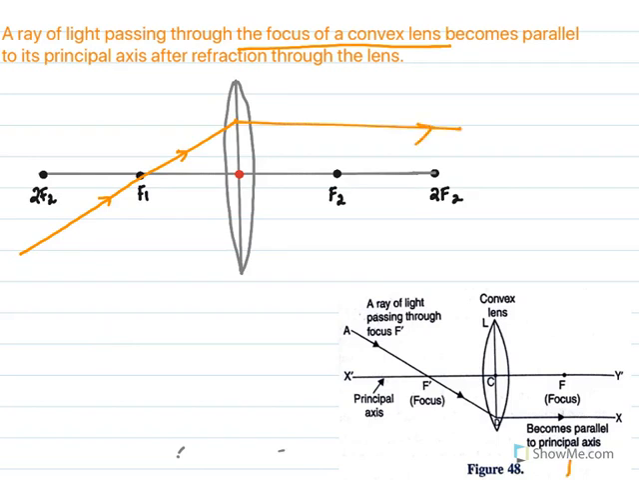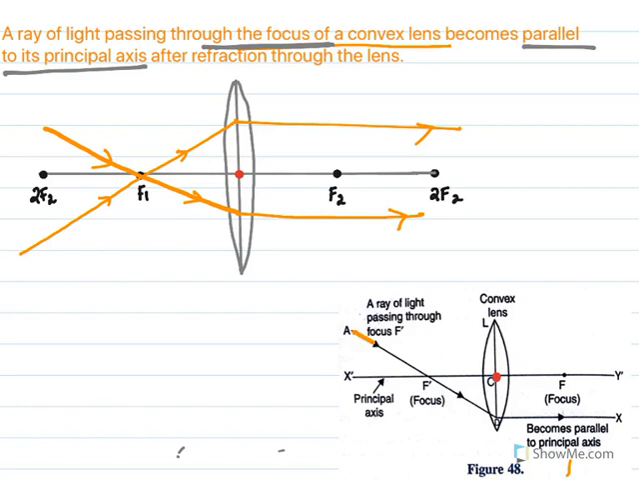Let's take another example. You have another ray of light here coming through the focus. After refraction, it will go parallel. A ray coming through the focus, after refraction goes parallel to the principal axis. And here again we have a picture here. This is an optical center. This is a ray that is coming through the focus. It then goes parallel to the principal axis. This is rule number 3.